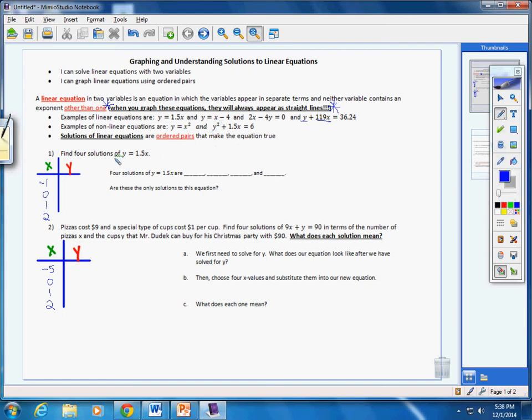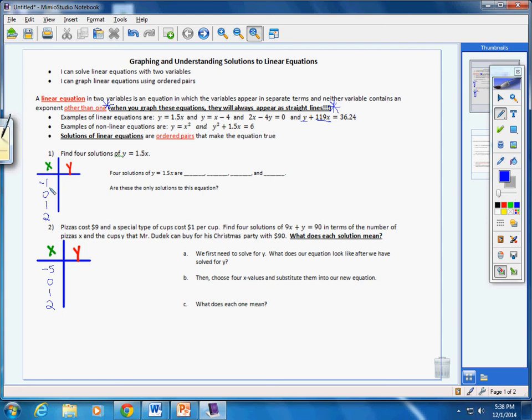Number 1 says, find 4 solutions of y equals 1.5x. Well, I'm asked to find 4 solutions. That means I'm going to have to find 4 ordered pairs that make this guy true. This is done very simply. All we have to do is pick any 4 numbers we want. I've chosen 4 here, negative 1, 0, 1, and 2. But you can choose any 4 numbers you want. I don't care if you choose different ones than me. Let's plug them in here to the x column, and then let's do them one at a time.